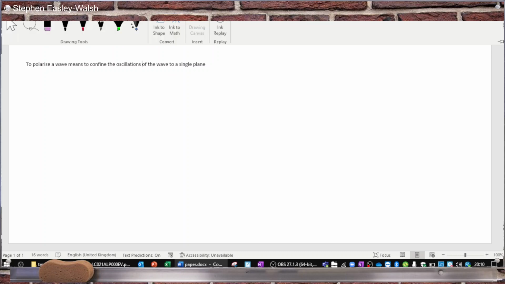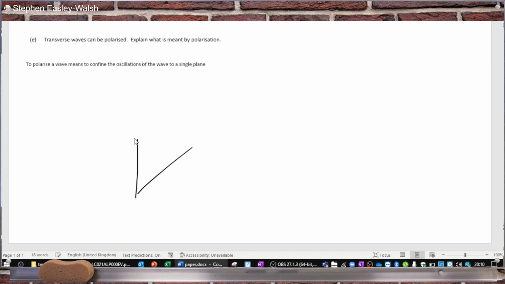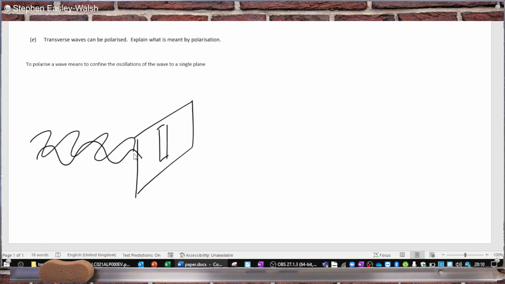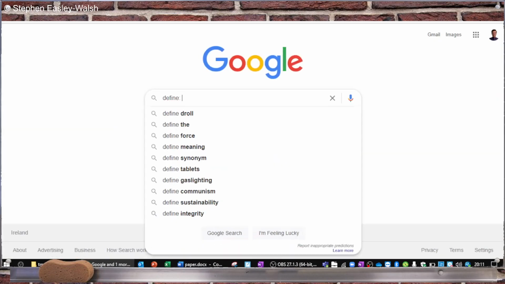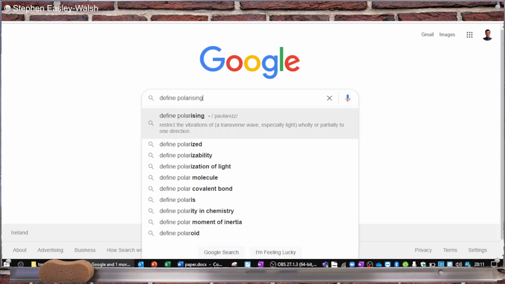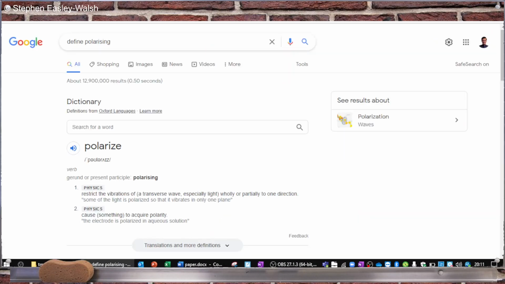So, to polarize a wave means you'll have your wave oscillating in different directions, but only the oscillations in a particular plane, a particular direction, are preserved. The rest are not permitted. Yeah, I wonder, will Google give any more formal of a definition? Restrict the vibrations wholly or partially to one direction. Yeah, in a single plane. Okay.